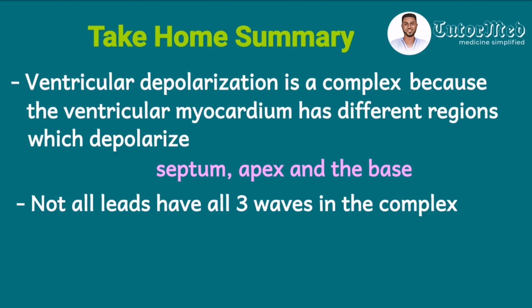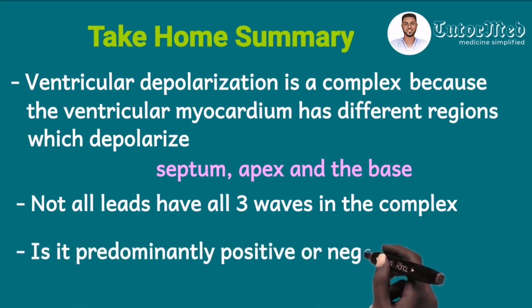And for QRS complexes, what we want to know, especially in the precordial leads, is whether it is predominantly positive or negative. In other words, is it a predominant R wave or an S wave? Or sometimes, is it predominantly a Q wave or an R wave?